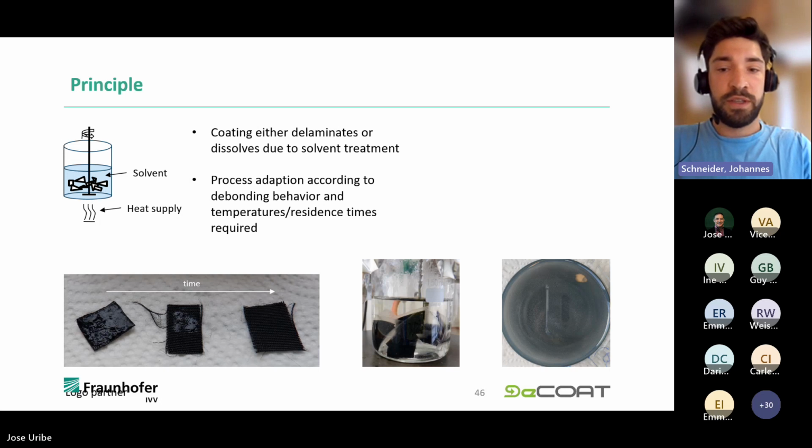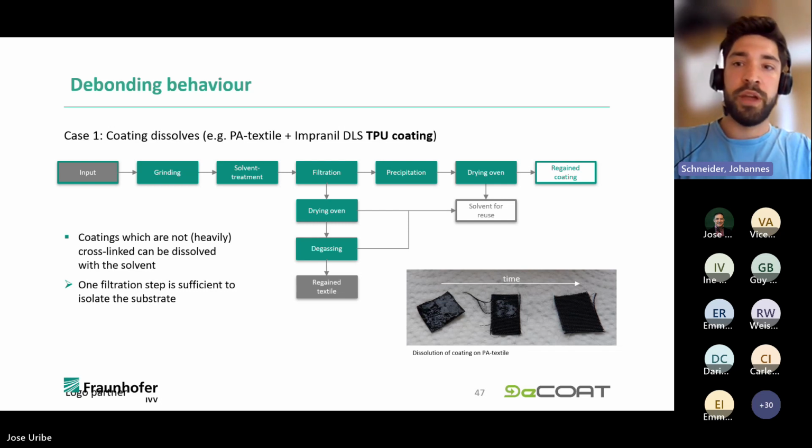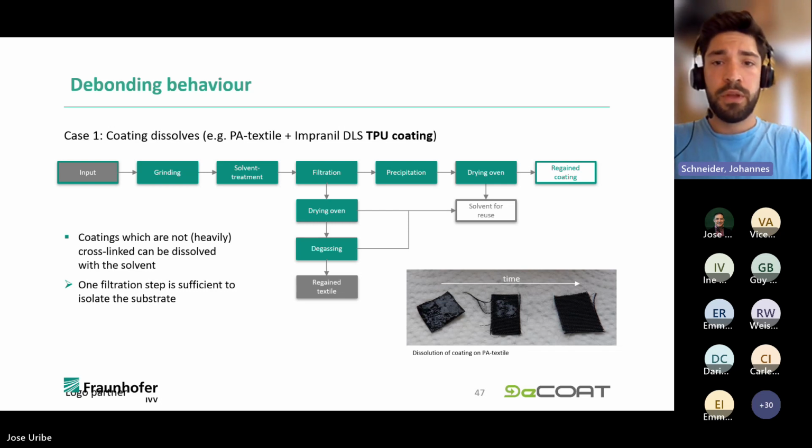Thus the processing conditions had to be adapted for each substrate or coating material and combination thereof, depending on their specific debonding behavior, and of course the residence times and temperatures needed to achieve this debonding. If we go to the next slide, we see the first debonding behavior. In the cases where we had coatings which are not or not so heavily cross-linked, the coating could be dissolved with our solvent.